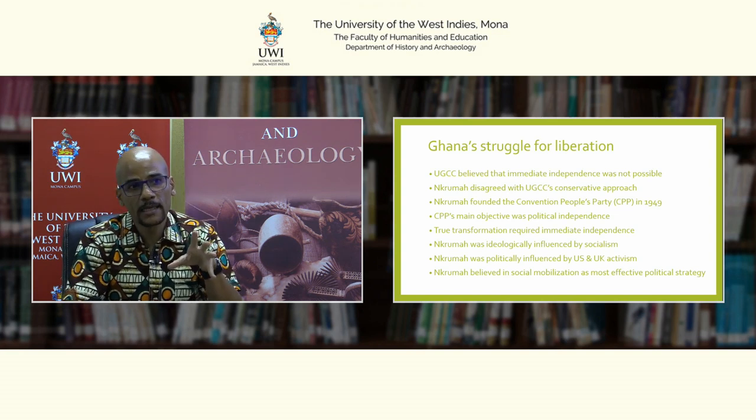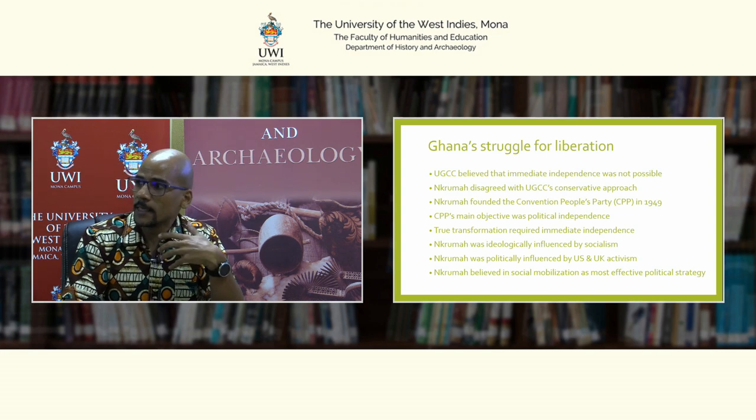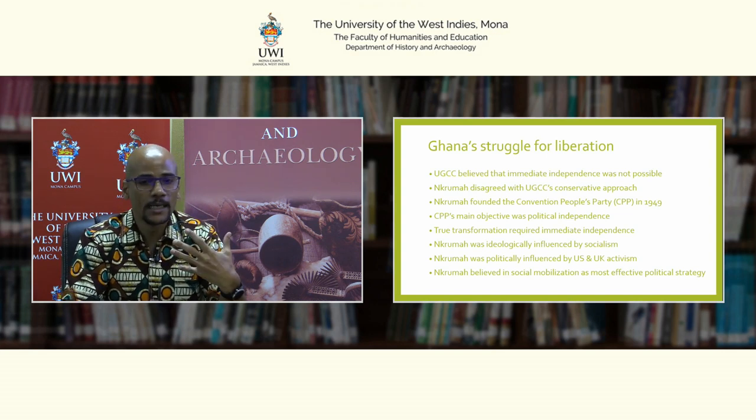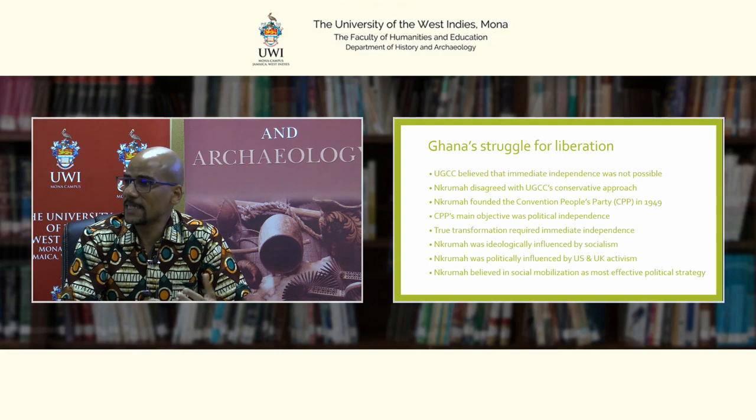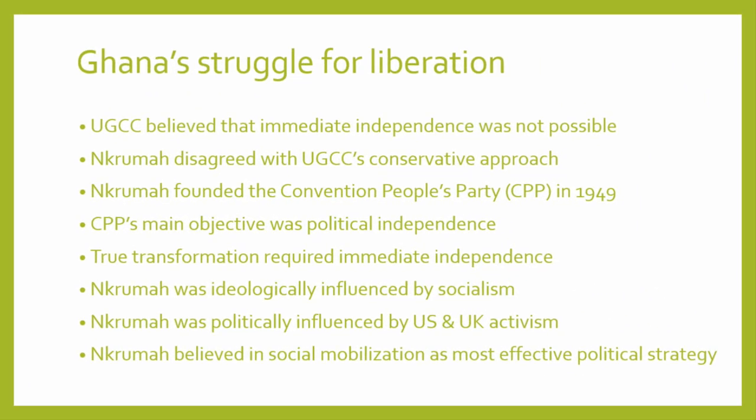Because unlike the majority of the members, Nkrumah believed that independence was achievable in the short term. Only then could you achieve the true transformation that everybody aspired to. So Nkrumah tried to change the mindset of this organization, and after he realized that was impossible, in 1949 he created the Convention People's Party, and here's what we're going to see now: a significant movement towards independence.